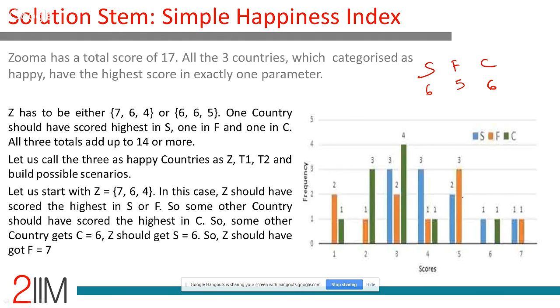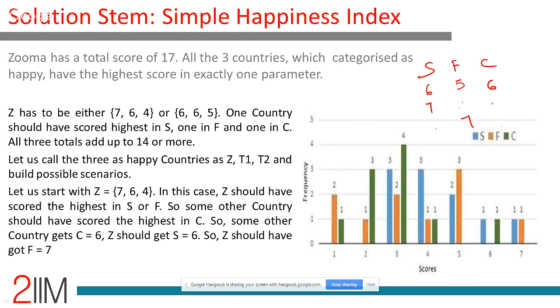The highest could have been in S or in F. Both of these are possible. And then the 6 4. This could have been 6, this could have been 4. Green 6 and F4, orange 4. That is possible. Or a blue 6 and an orange 4. Sorry, blue 6 and a green 4. That's also possible. Both are possible.